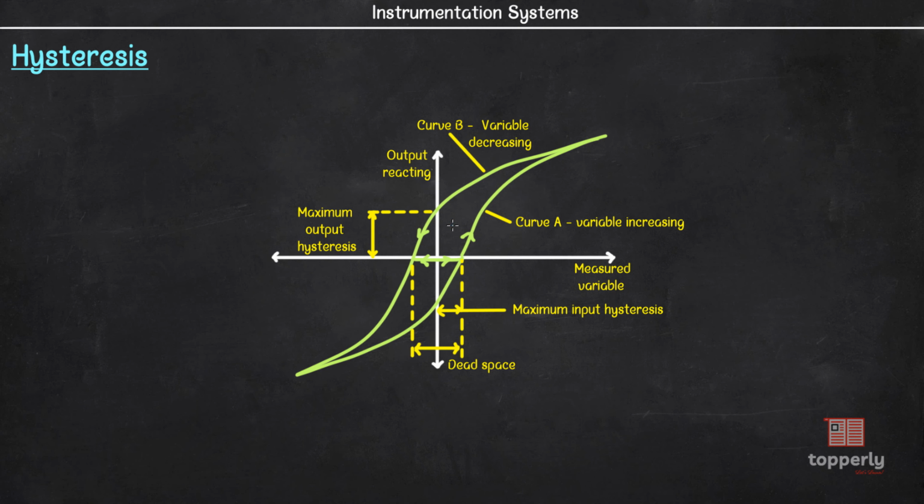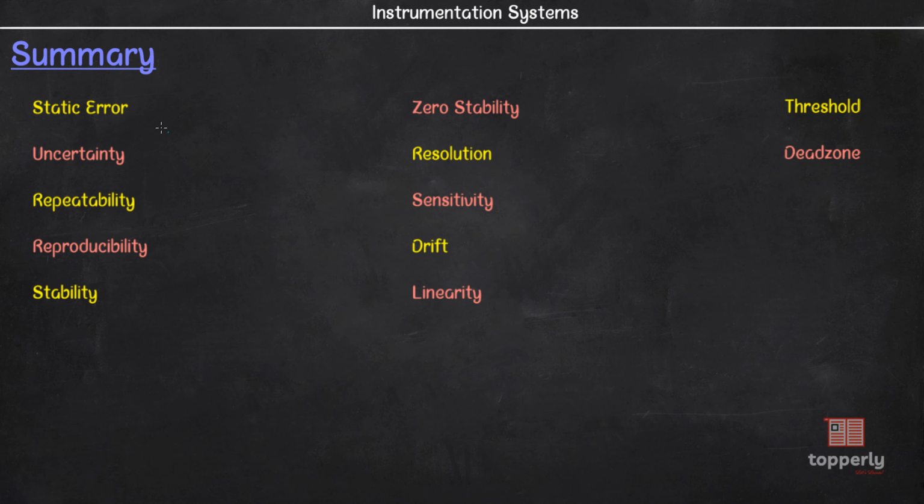This completes our discussion on static characteristics. This was a lengthy video and we studied a lot of static parameters, so let us have a brief summary. First, we studied static error, which is defined as measured value minus true value. We also saw relative static error, which was the ratio of static error to true value. Then we learned about uncertainty, which is expressed as the range of values in which the value is estimated to lie. After that, we learned repeatability and reproducibility. Then we discussed stability, zero stability, and resolution, followed by sensitivity, drift, linearity, threshold, and deadzone.